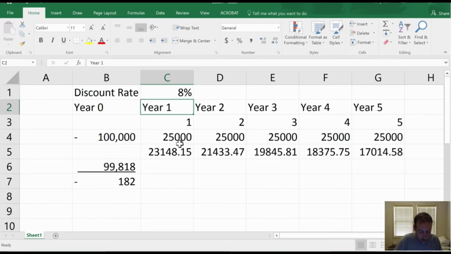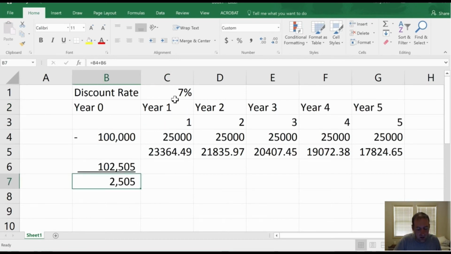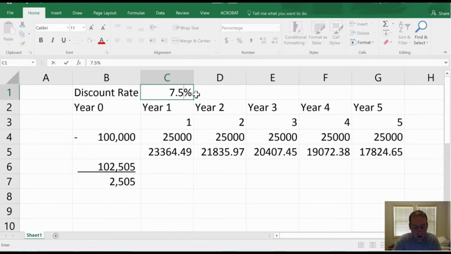You can see the present value now. I did this all with formulas because I want it to all work. That's why I did it in Excel, make my life a little easier. I'm at negative 182. Let's go to 7%. 7%, I'm at positive 2505. So clearly I'm between 7 and 8%. I'm 7 point something percent. Let's try 7.5%. Okay, got to be a little higher.